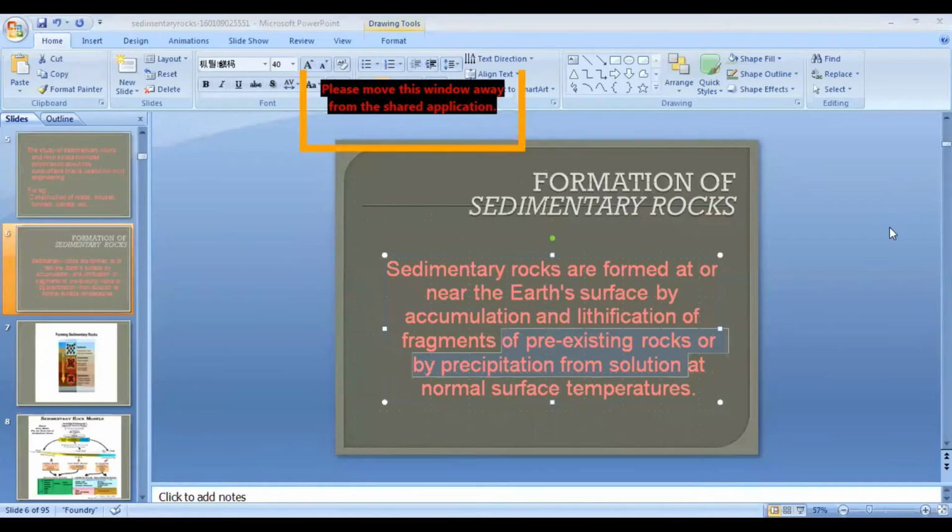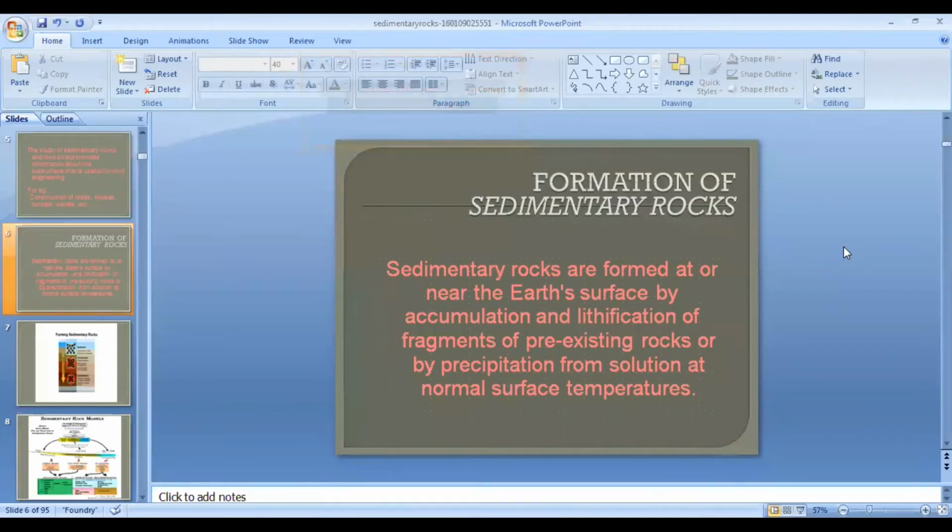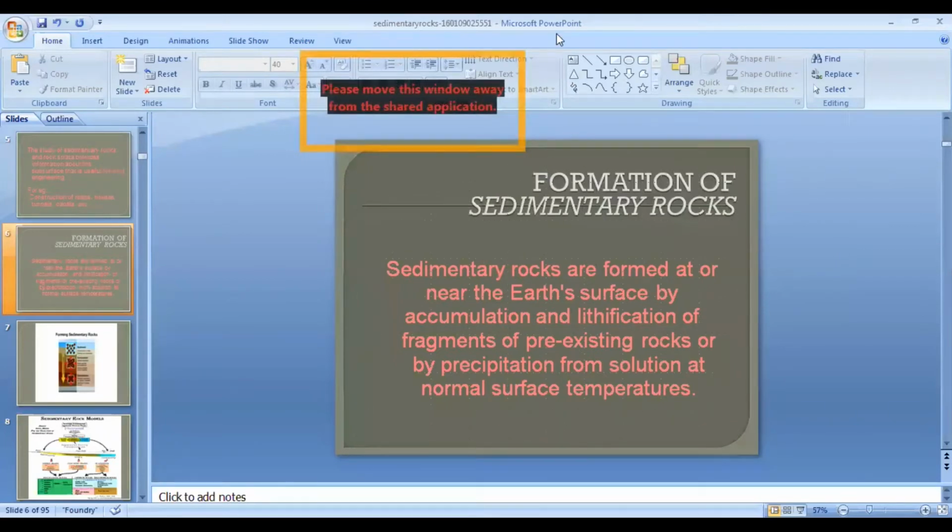So we have some of these rocks that come from already existing sedimentary, igneous, and metamorphic rock, and they normally form at normal temperatures. So let's go back again.